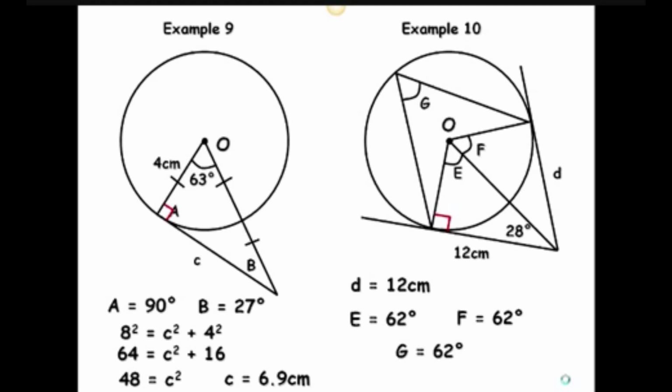Right, and G is 62. You can see that the angle at the centre is a combination of E and F. So E and F together make 124. G must be half that, so it's 62 degrees.